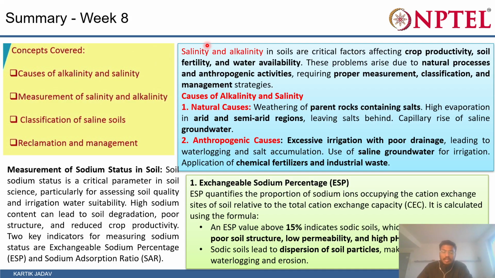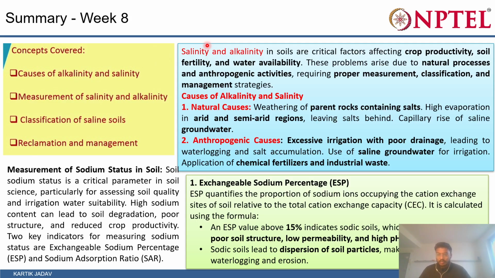And if you have a condition like salinity, acidity, alkalinity, or sodicity, all of this generally reduces the fertilizer and water availability, and that ultimately impacts the crop production. So this problem arises due to natural processes and anthropogenic activities, as already highlighted for soil acidity.